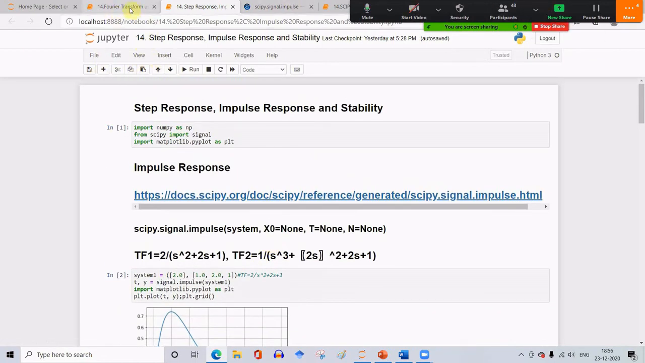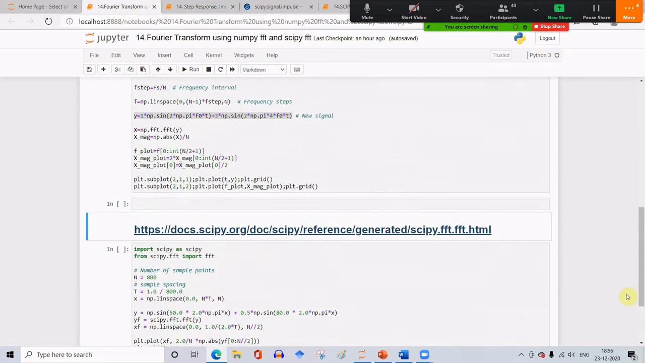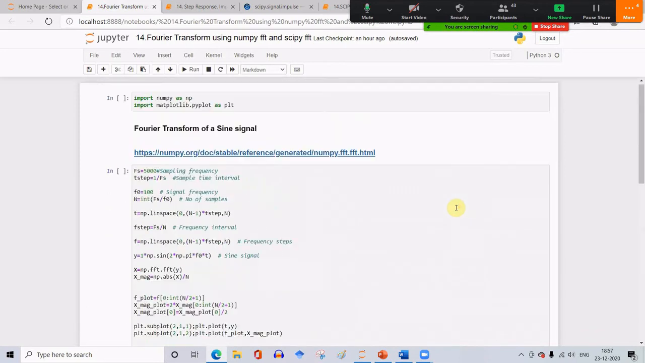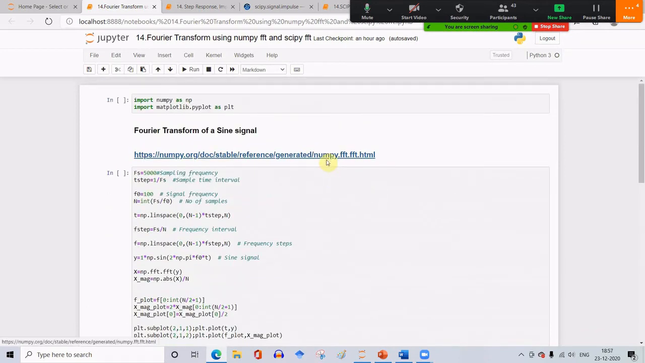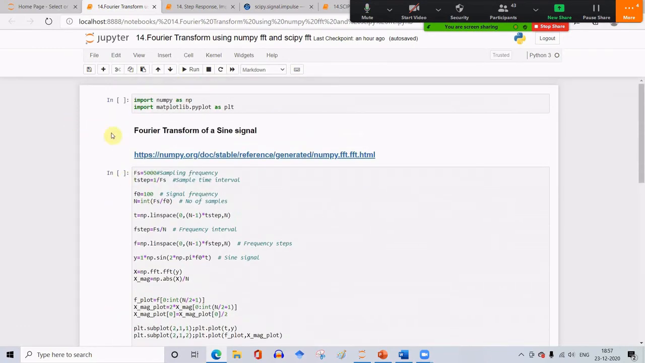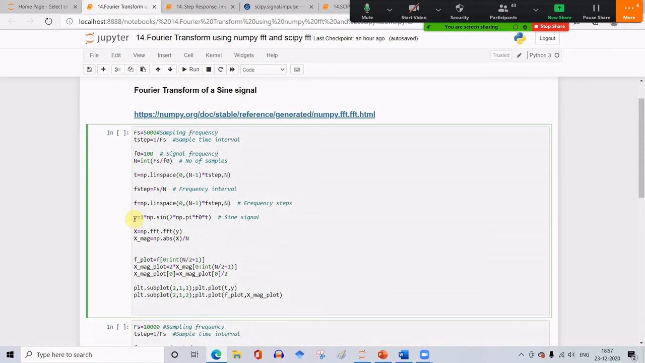Okay, so next let us take the Fourier transform. To find the Fourier transform of a signal, we shall import NumPy. We can do it using either NumPy or SciPy, so I'll demonstrate both, using the NumPy fft package and the SciPy fft package. First, let me take the Fourier transform of a sinusoidal signal using the NumPy package, numpy.fft. I'm importing NumPy as np.